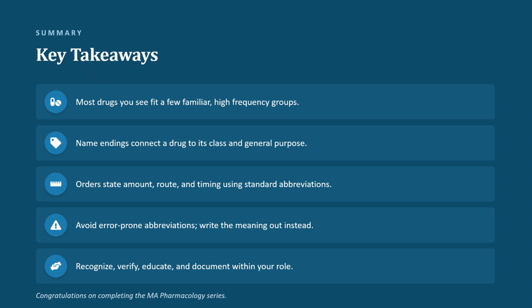Fourth, and as a firm safety rule, you avoid error-prone abbreviations such as a capital U for unit or a trailing zero, writing the meaning out instead, and you clarify anything unclear rather than guessing. Fifth, your role comes down to recognizing and verifying, reading orders carefully, educating patients clearly, and documenting and escalating, all within your scope of practice.